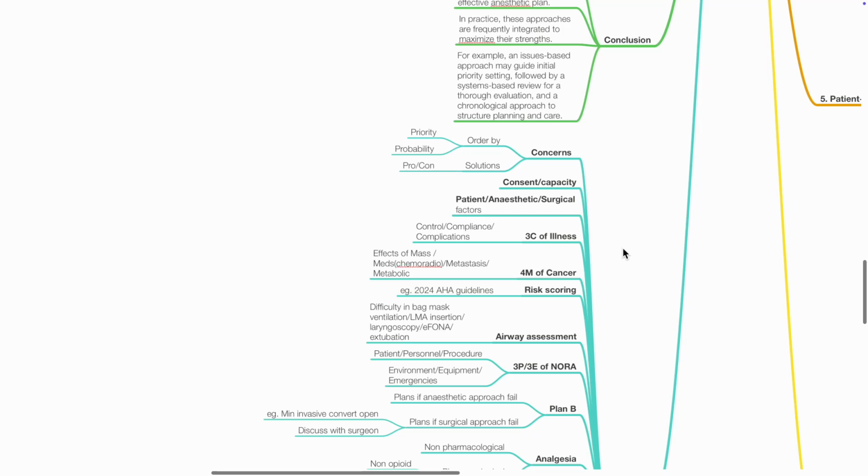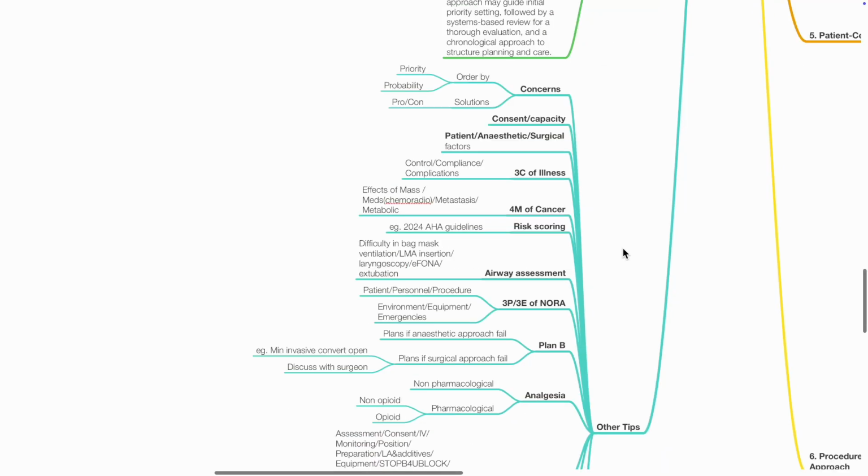When assessing cancer, assess for the 4 M's of cancer: effects of the mass, effects of medications, chemotherapy or radiotherapy. Assess effects of metastasis and metabolic effects, such as paraneoplastic syndrome. Apply appropriate risk scoring. For example, the newly published 2024 AHA Guidelines on Assessing Cardiac Risk. When assessing airway, assess for factors that may increase difficulty for bag mask ventilation, LMA insertion, laryngoscopy, FONA, and extubation.